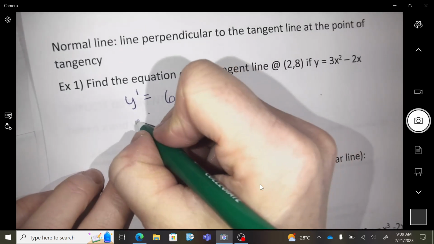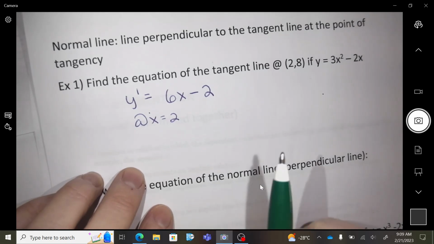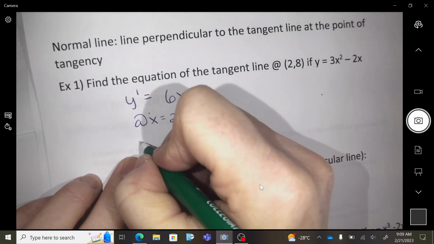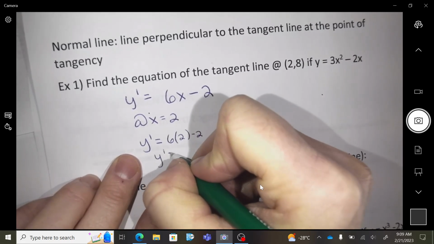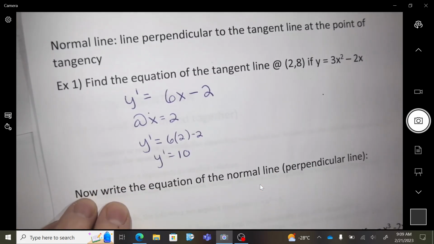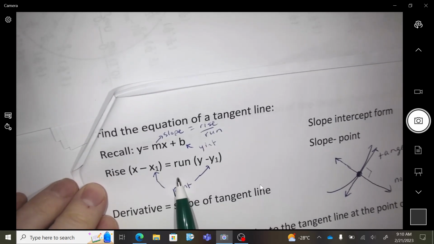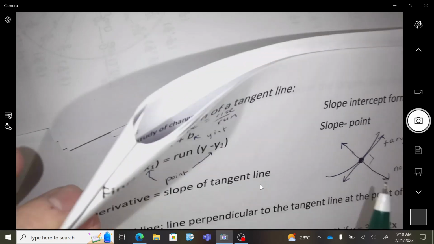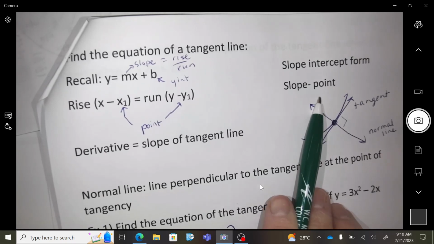And specifically at the x value 2, what is the slope now? Because I'm at the x value of 2. The slope is 10. That seems good. 10. So which equation am I going to use? Would I use the slope-intercept form or the point-slope form? I'm going to use this equation, point-slope, because I have a point and I have a slope. So I'm going to use point-slope.